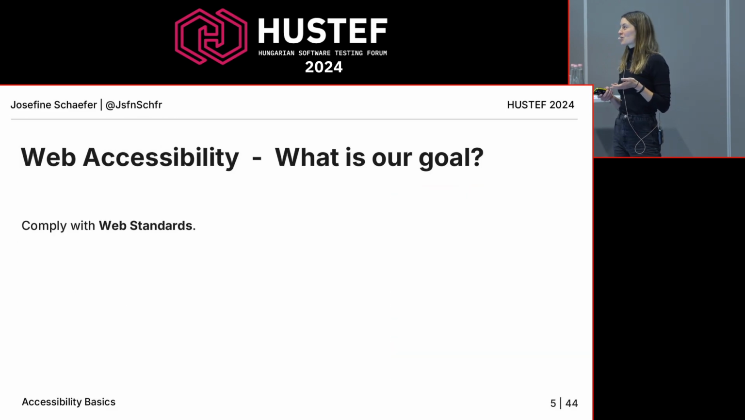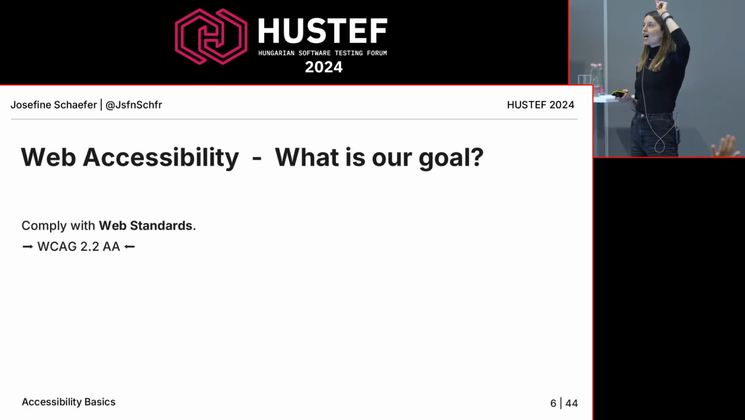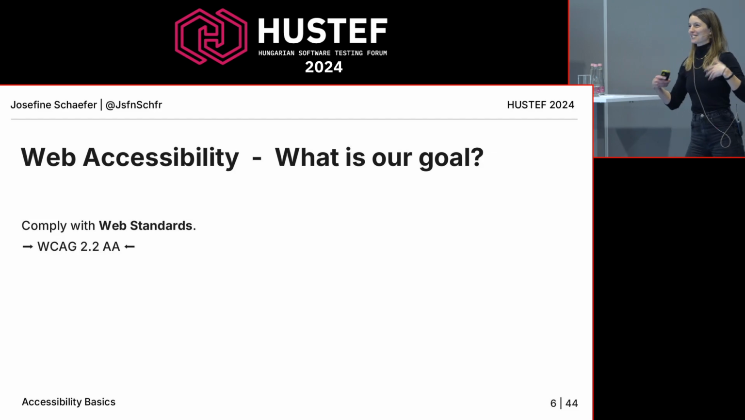So we need a common goal, right? What are we aiming for when I talk about web accessibility? For me, that means complying with web standards, more specifically with the WCAG 2.2. And there are three different levels: A, AA, and AAA, AAA being the strictest. Show of hands, who's working with accessibility, testing for accessibility? Quite a few people, so that's great. And then I can justify for myself going through it very fast.